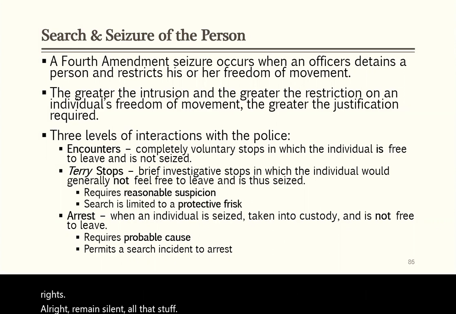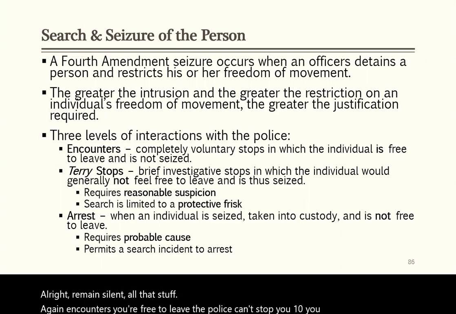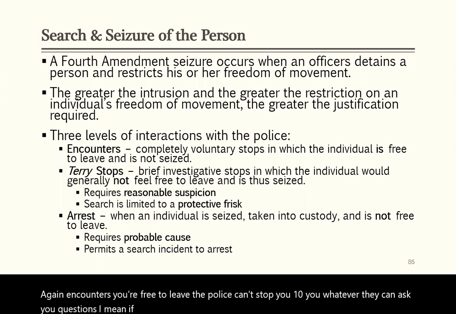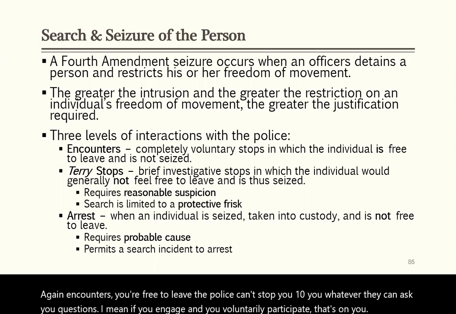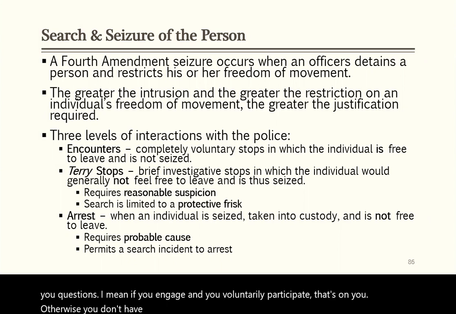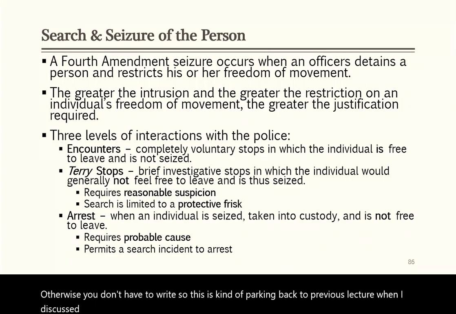So again, with encounters, you're free to leave. The police can't stop you or detain you. They can ask you questions, and if you engage and voluntarily participate, that's on you. Otherwise, you don't have to. This harkens back to the previous lecture when I discussed the police in the subway in Boston.